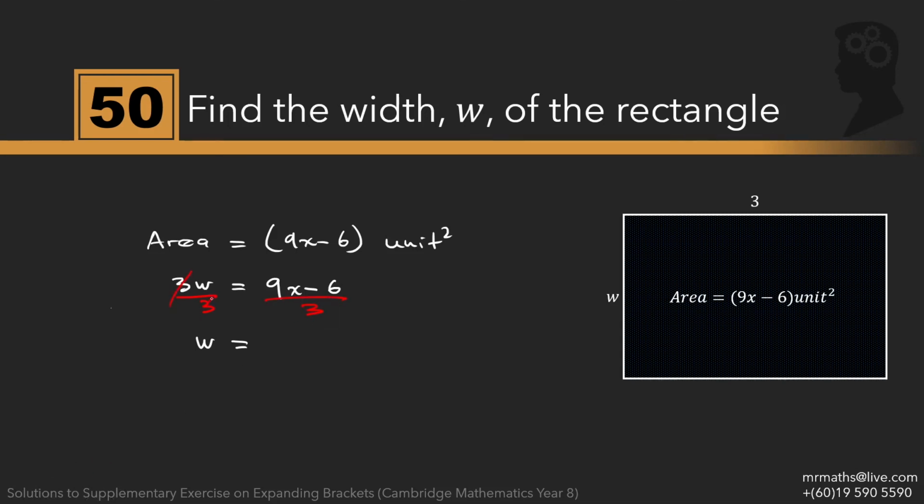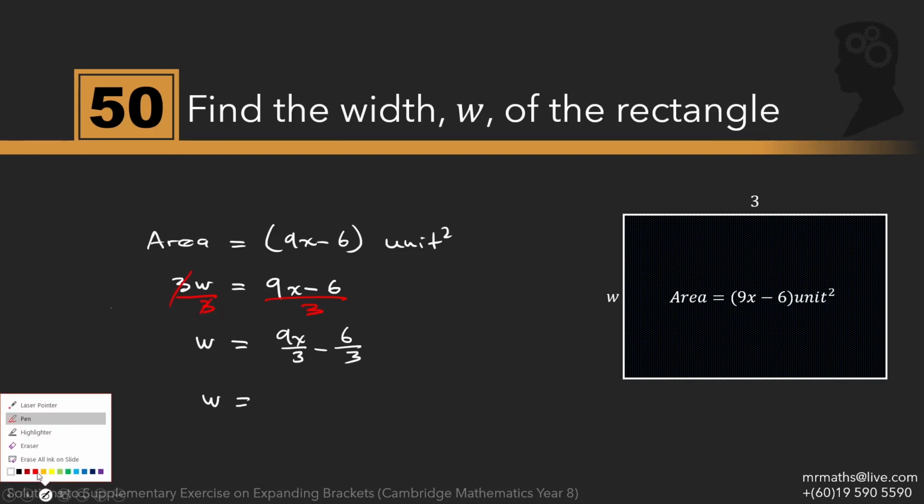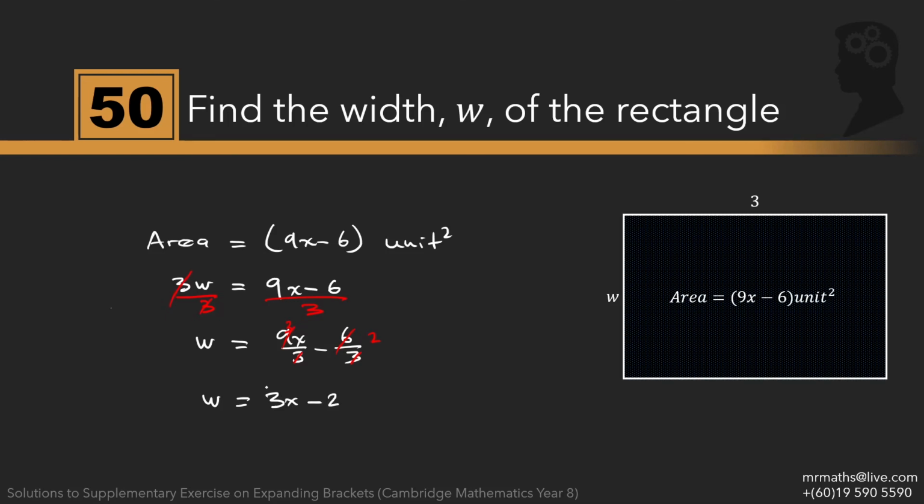Now 3 divided by 3 is 1. So we are left with w on the left. And on the right hand side, we need to divide them separately. So 9x divided by 3 minus 6 divided by 3. So w is, what is 9 divided by 3? 9 divided by 3 is equal to 3, and 6 divided by 3 equals 2. So the answer is 3x minus 2. So this is the width of the rectangle.